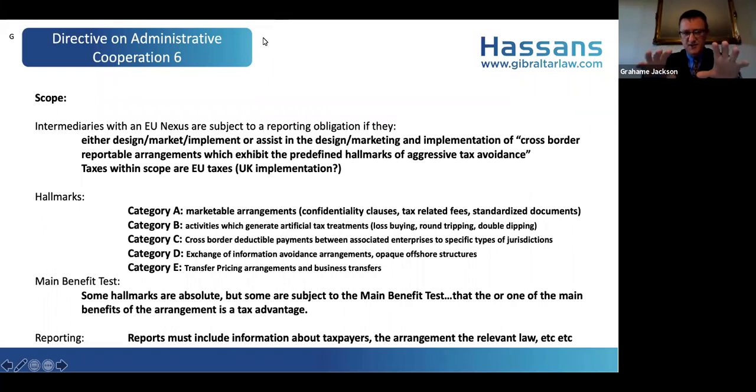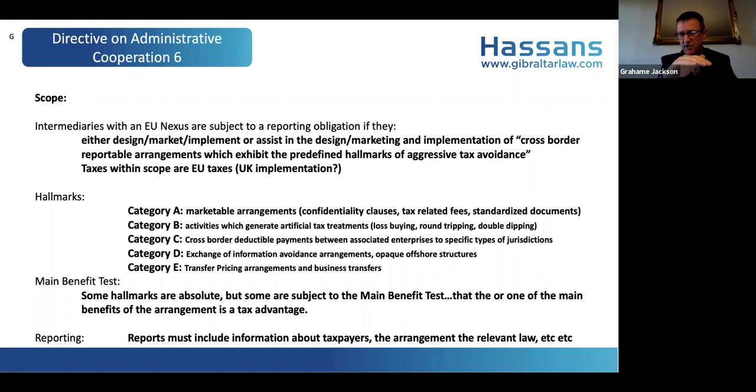Some of those categories and some of those hallmarks are absolute in a sense, and in inverted commas, almost strict liability hallmarks. But some of them are subject to what's called a main benefit test. And some of them, the main benefit test is that one of the main benefits of the arrangement is a tax advantage. We'll get on more later on about what that means, but certainly a lot of the category C, the category A and the category B hallmarks are subject to the main benefit test. It's not all of them.